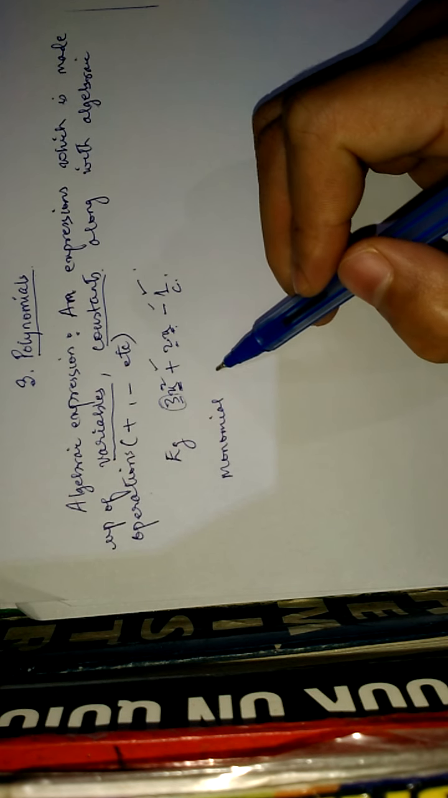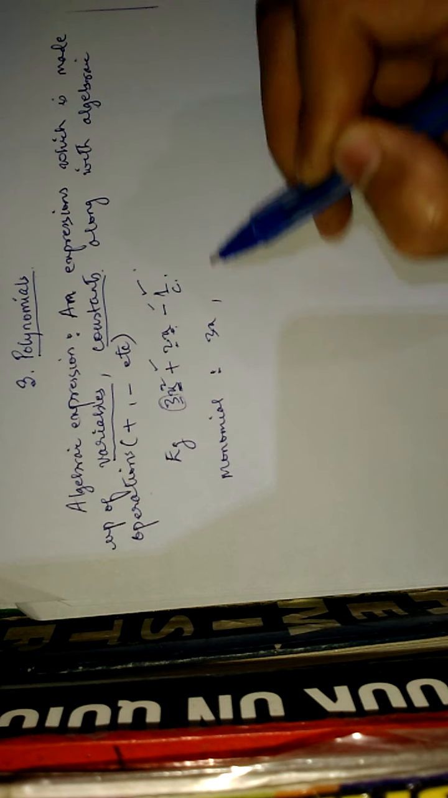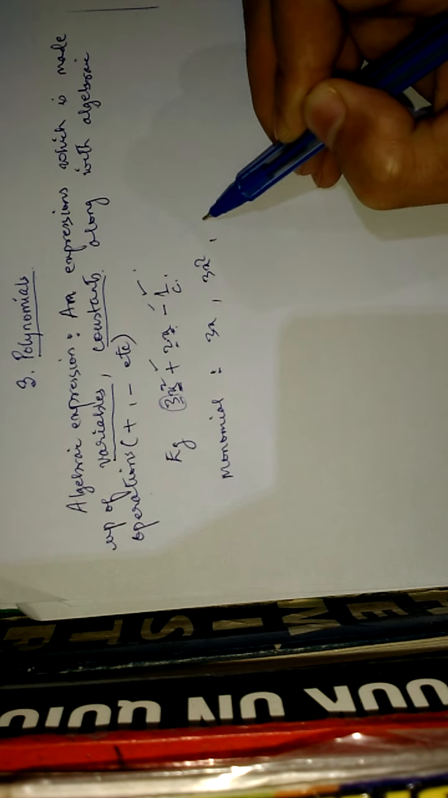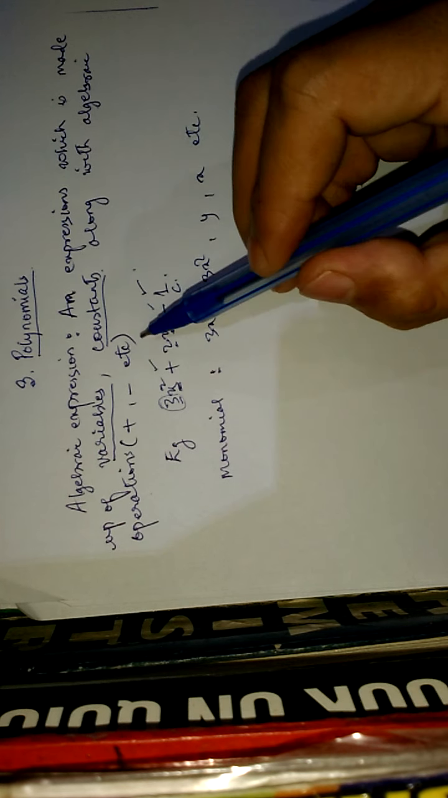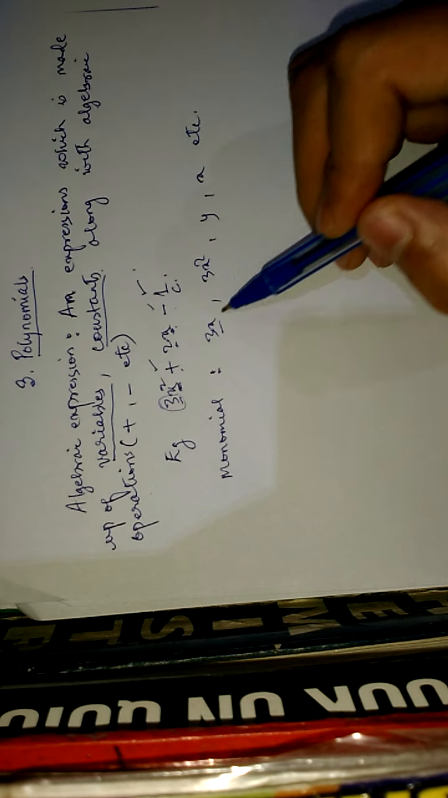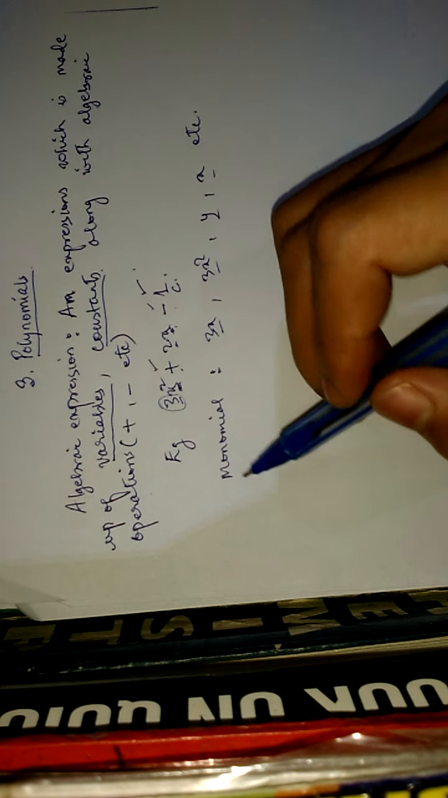If we talk about a monomial, there will be only one term like 3x, like 3x squared or y or x, etc. Here there is no operation like plus or minus. They are called monomials.